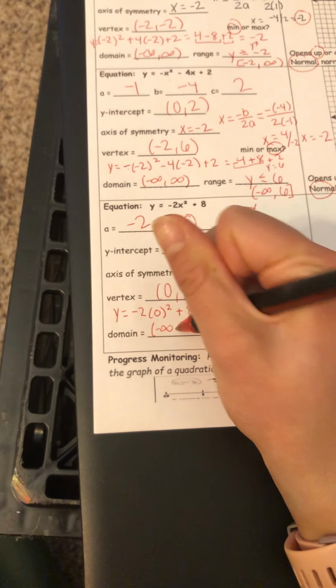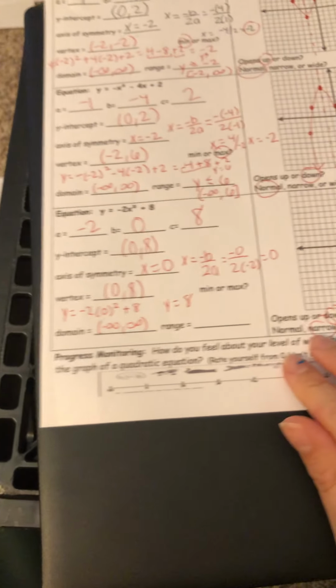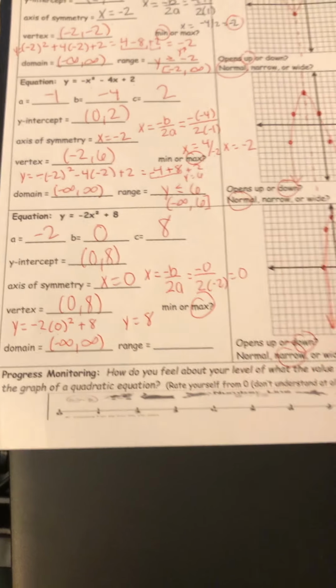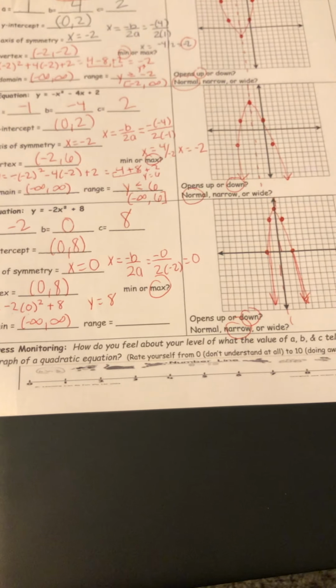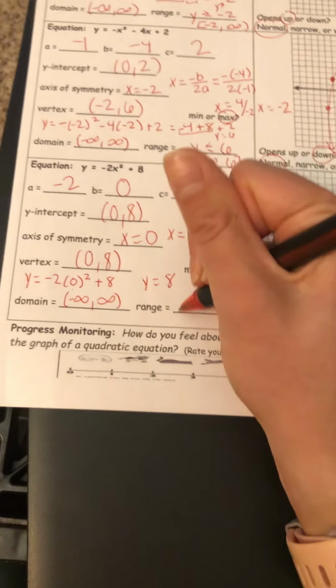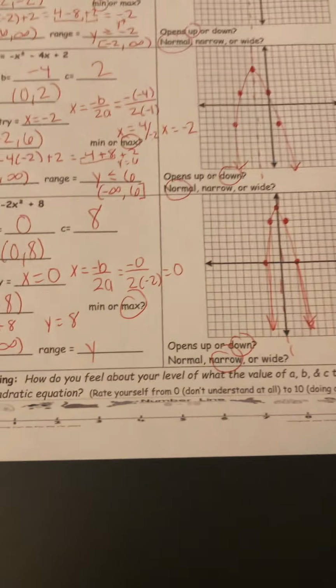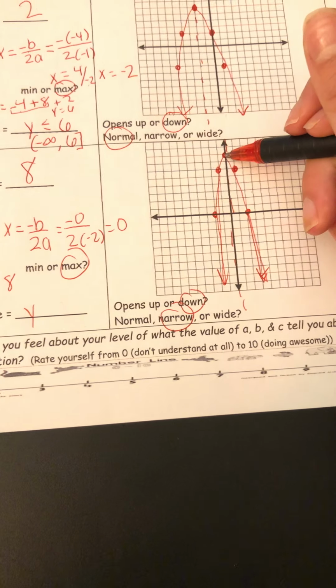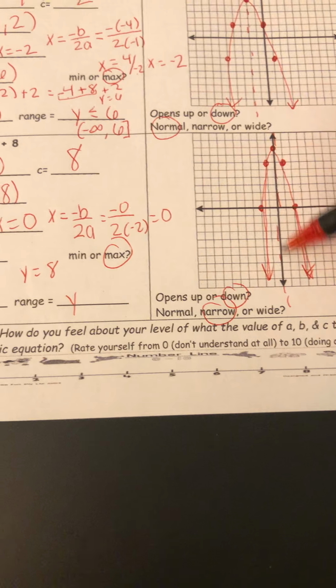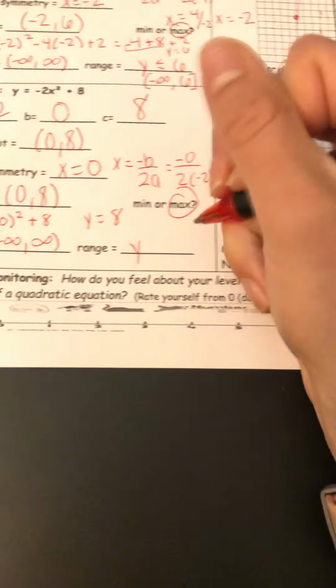Okay, now my domain, negative infinity, positive infinity. This is a maximum value because it's the highest point. And the range, I've got to look at my y value. Y goes as high as 8, but it's going to only get smaller. So y is going to be less than or equal to 8.